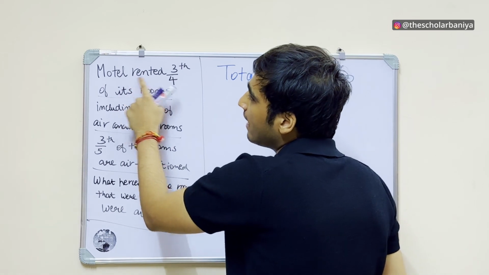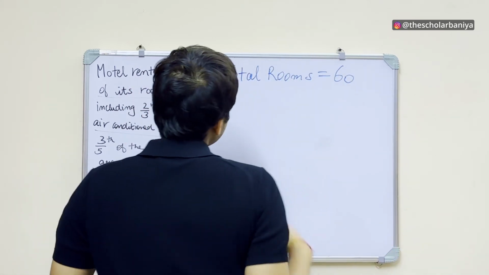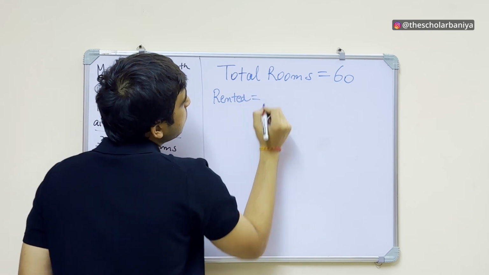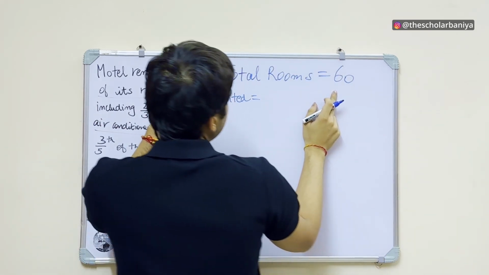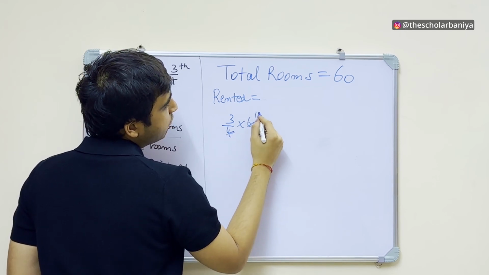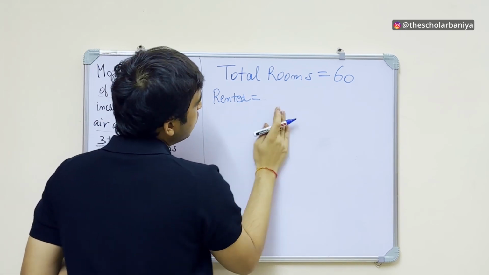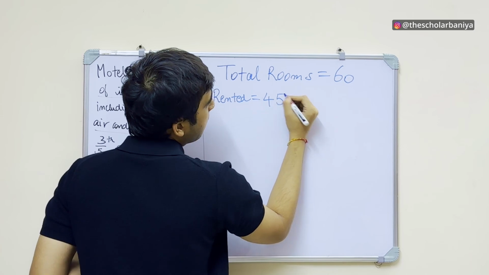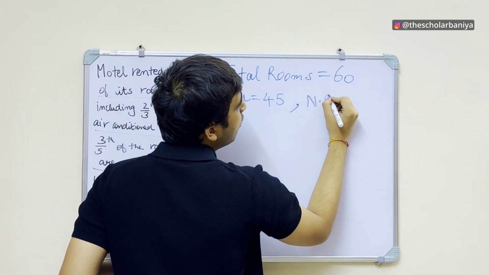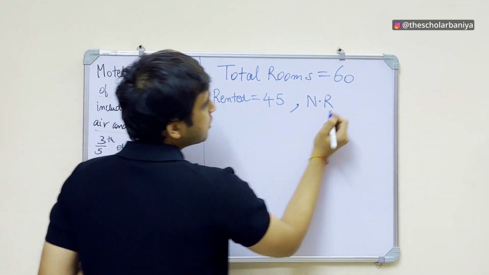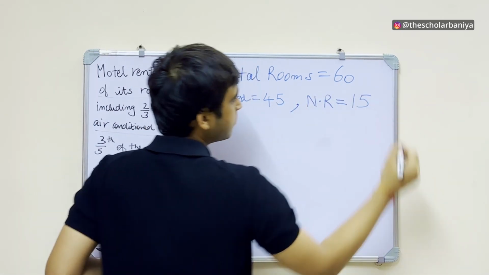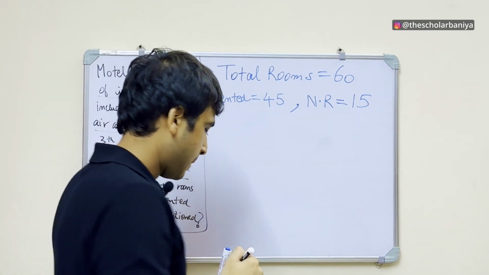So motel rented 3/4 of its rooms. So that means the number of rooms rented will be how much? 3 upon 4 times 60, which is 45. So that means total rented rooms are 45. I hope that is clear. So the non-rented rooms, NR meaning non-rented, will be 60 minus 45, which is 15. I hope this makes sense, right?